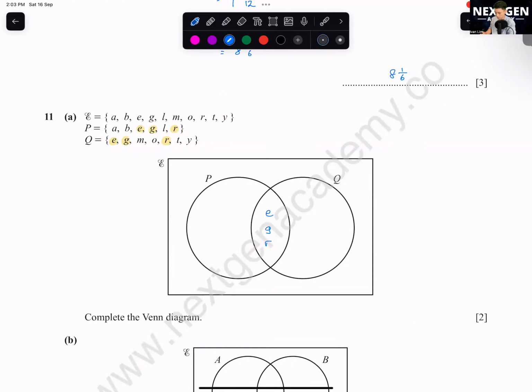Okay, the ones that are not common, we put in the respective set. Here got A, B, and L. Okay, here got M, O, T, and Y. Okay, we see are all the alphabets taken already? If not taken, you put it outside the set P and set Q. So what I will do, I'll just check. A is taken. B taken. E in the middle. G in the middle. L taken. M taken. O taken. R, T, and Y also taken. Okay, so all the values are already taken, so there won't be any values that are outside of the two sets. But you need to always check it.